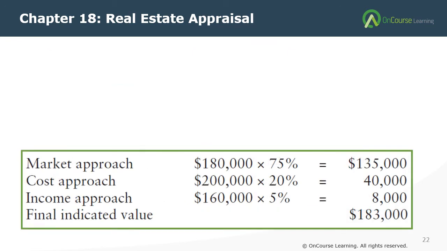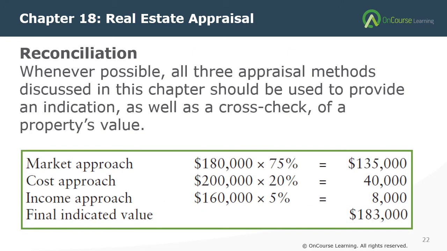Of the approaches to value as possible, you use what's called reconciliation. That's deriving one number from several. And in this case, with this example, you see that all three approaches were applied, resulting in three different values.